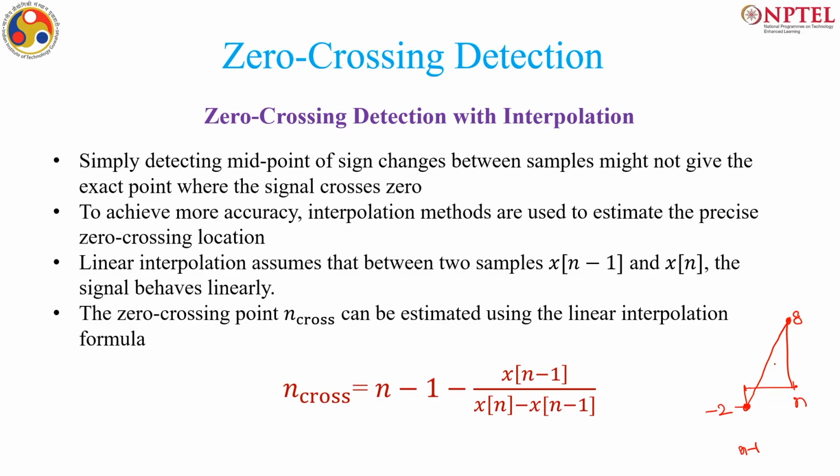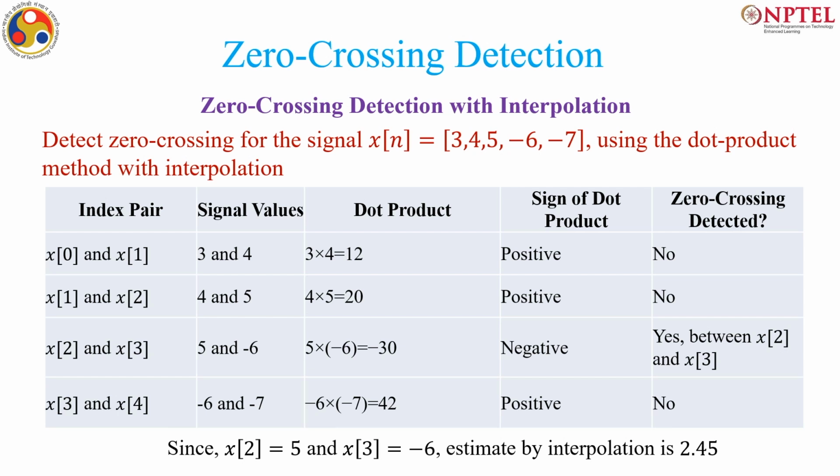In this, the only change is that I use the same algorithm for detecting whether a zero crossing is there or not, but for marking the zero crossing, instead of taking the midway, I use the linear interpolation formula, which is n minus 1 minus x of n minus 1 divided by x of n minus x of n minus 1, and you can easily derive this using this diagram. Using this we take the same example, where we have the points x of n minus 1 as 2 and x of n as 3. We use the interpolation formula and find that the value is 2.45, which is different from the previous algorithm's 2.5, and this accounts for the fact that 5 and negative 6 are different heights.